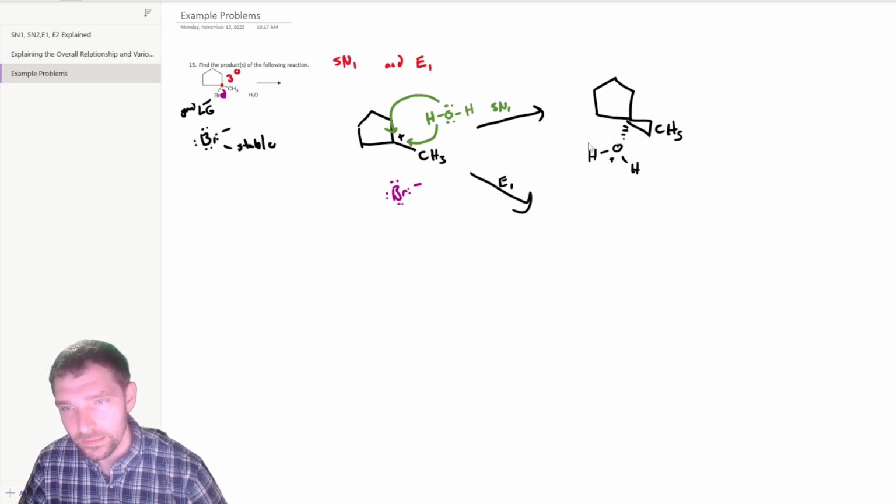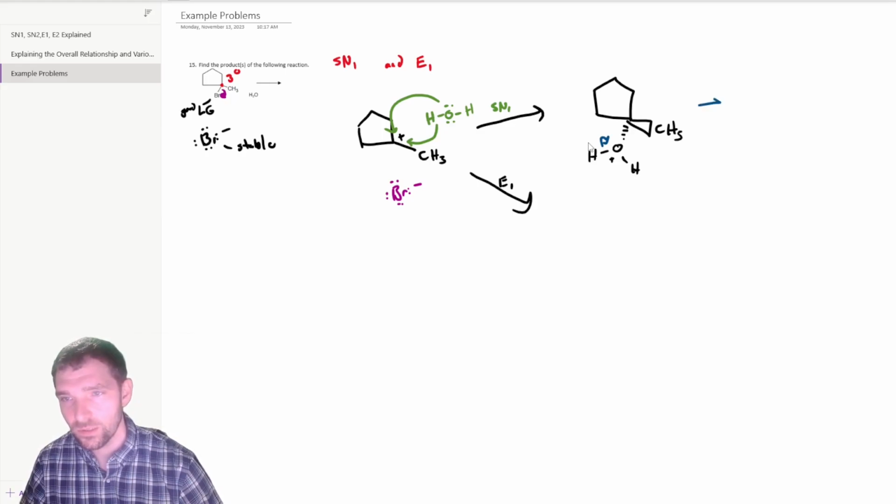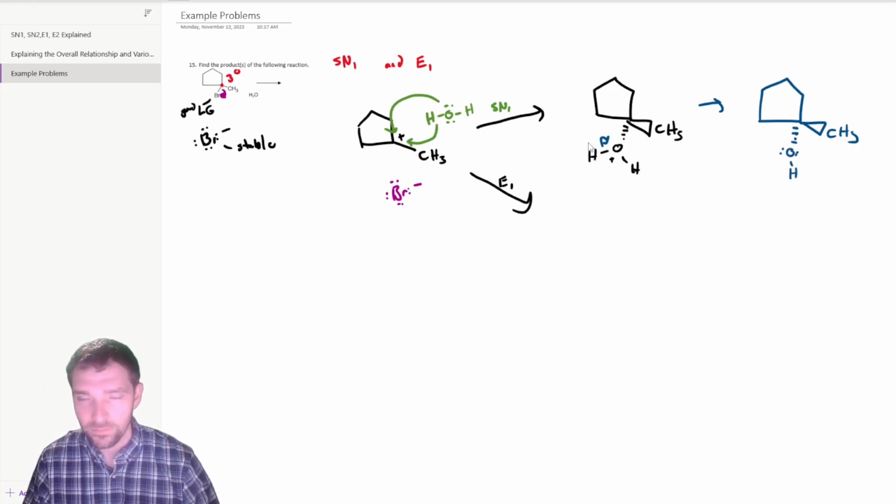But because this is kind of a plus, you want to have one of these hydrogens pop off as an H plus, leaving you with just OH there. And that is one of our possibilities with how we've drawn it, with the CH3 coming towards us and our OH kind of going back. So that's one of the configurations that we might get here from the SN1.